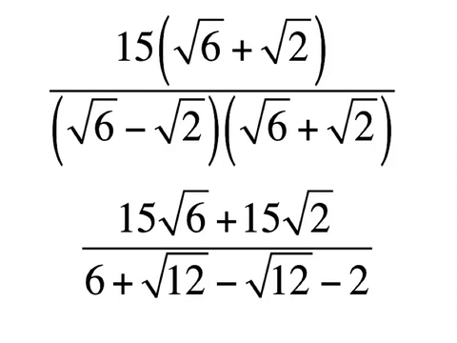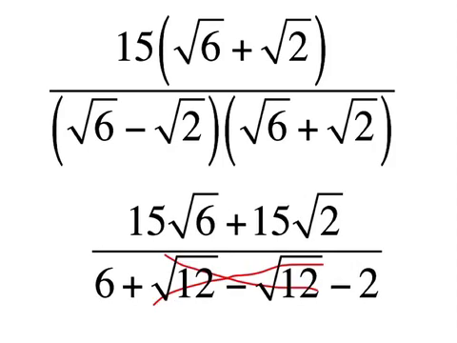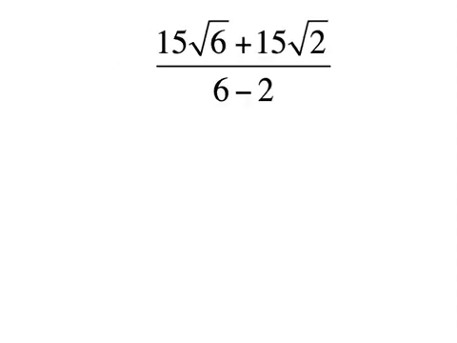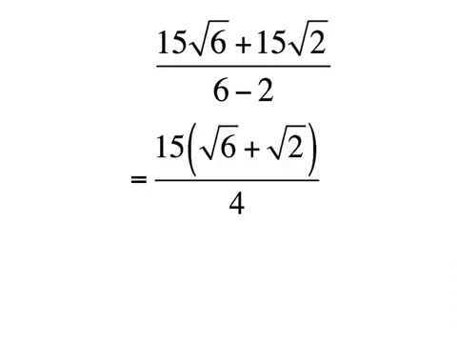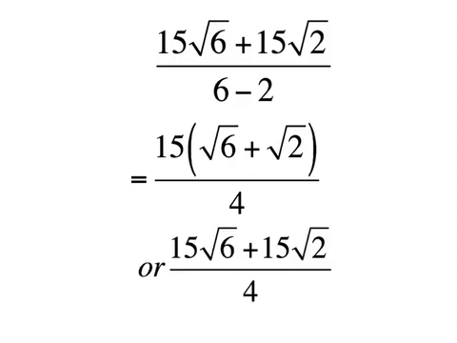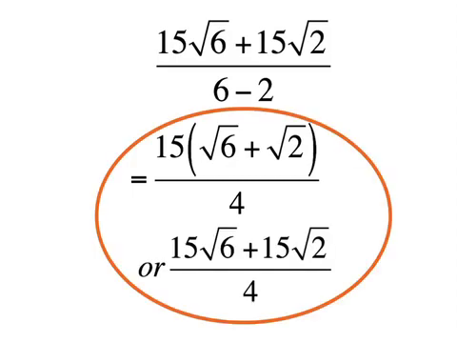Well, the good news here is notice in the middle of the denominator we have root 12 take away root 12. Well, that makes 0. So now we need more room, but all that's left in the denominator now is 6 take away 2, which of course is 4. And in fact, you can stop here because 15 and 4 have nothing in common. But some people like to multiply the 15 through. So I'll take either one of those expressions in the circle as being a simpler form than our original problem.